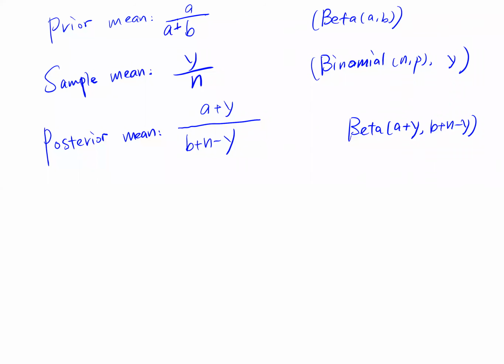Sorry, the mean is A over A plus B, for any beta distribution, my bad. I started to realize I'm not able to recognize what this is, so I did make a mistake. So for any beta distribution (A, B), the prior mean is A over A plus B. That means the posterior mean is A plus Y over A plus B plus N minus Y, which if we cancel it out, should be this, okay?